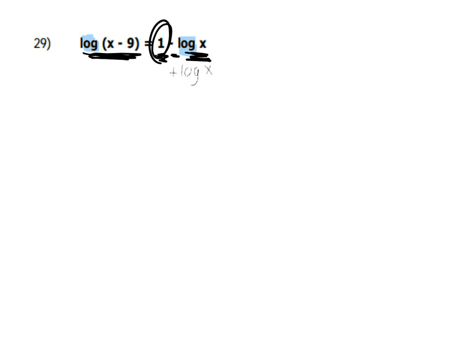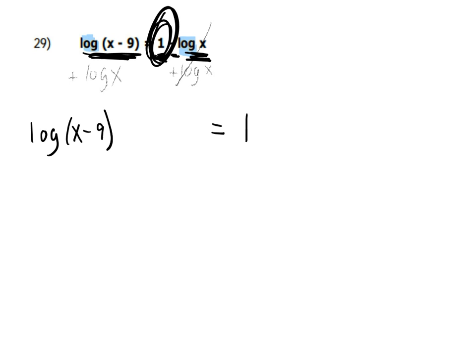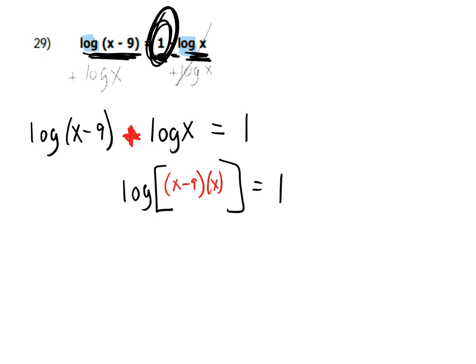So I'm going to have to get my logs on the same side. They cancel out over here, which means all you're left with on the right side is this number 1. And then over here, I'm going to have the log of the x plus 9, and then I added over the log of the x. Those are not like terms, but they are added together, so you can condense it down to a single logarithm by multiplying the x minus 9 times the x. And I've got it down to a single log.